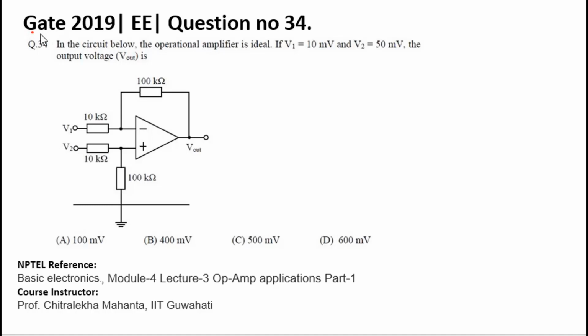This question was asked in the GATE 2019 Electrical Engineering paper, in which you are given an ideal op-amp and the values of V1 and V2. Then you need to find the output voltage Vout. The NPTEL reference for this question is Basic Electronics by Professor Chitralekha Manta, IIT Guwahati.